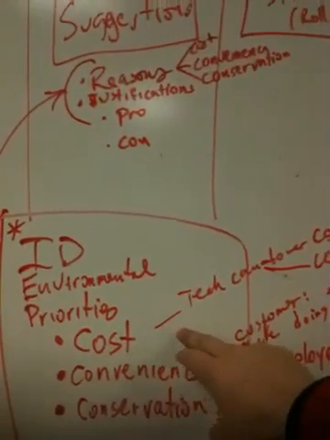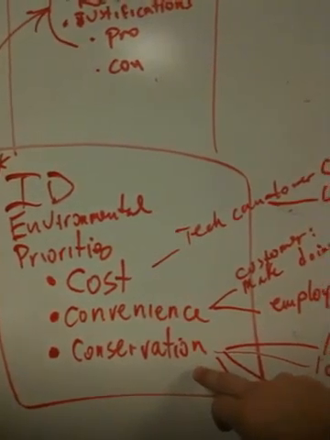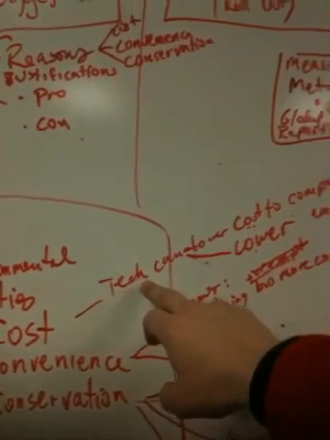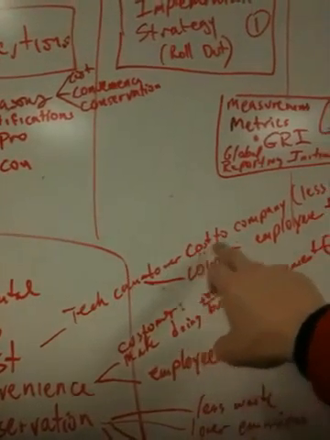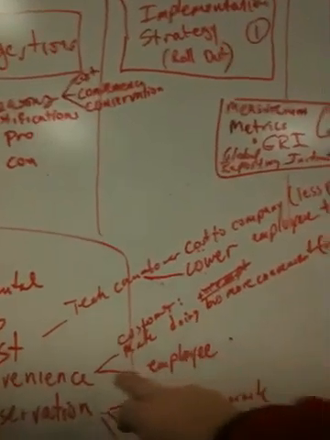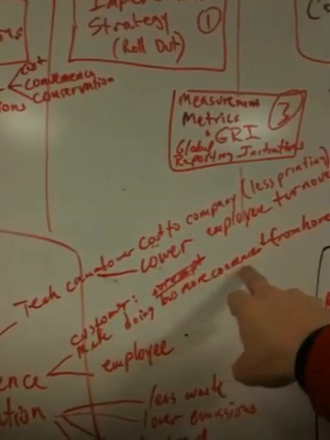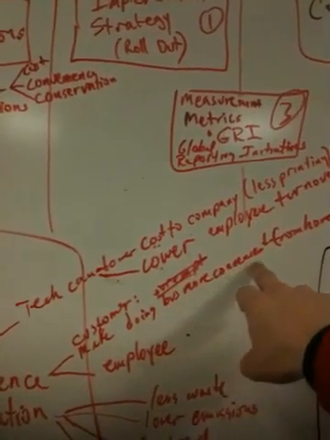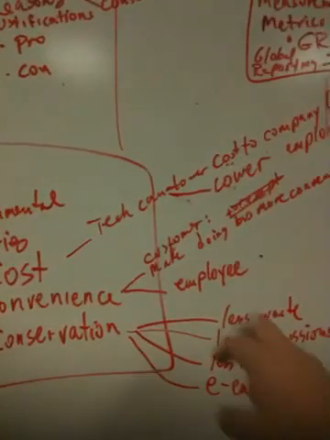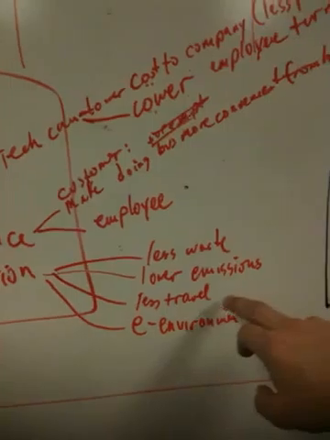And we identify the environmental priorities of cost, convenience, and conservation. Cost being technology can lower costs to the company, can lower employee turnover. Convenience, it can make doing business more convenient from home or online, and it can also have some convenience to the employee with some of the programs that we're going to recommend. And conservation: less waste, lower emissions, less travel, and an e-environment mentality.